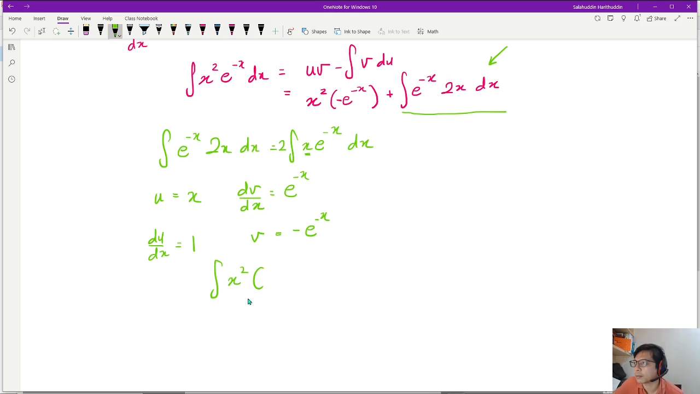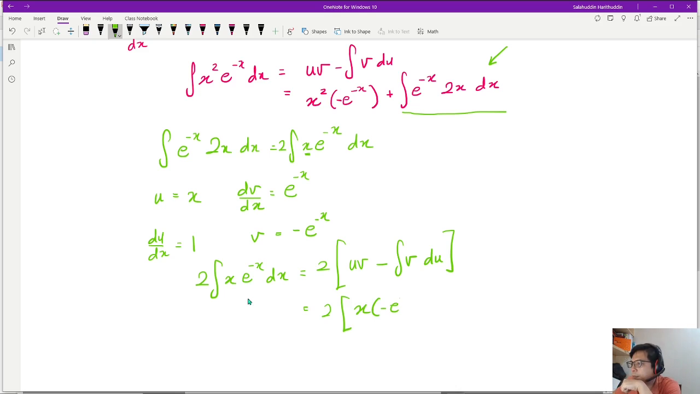So 2x e to the power minus x dx, I need to put 2 here, is uv minus integral of v du. u in this case is x, v is that, minus integral of v, which is plus e to the power minus x, and du dx is just 1, so I just leave it like that.